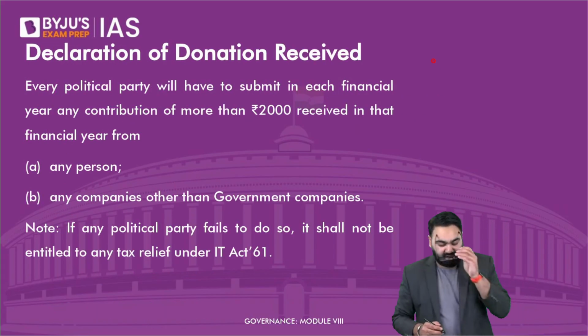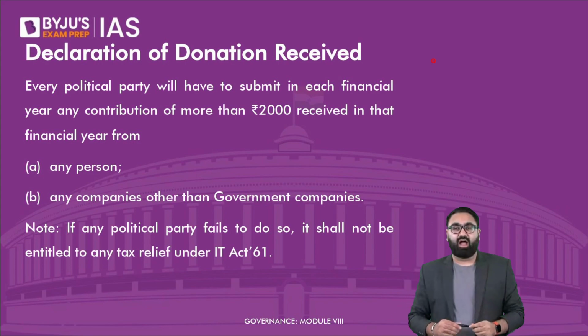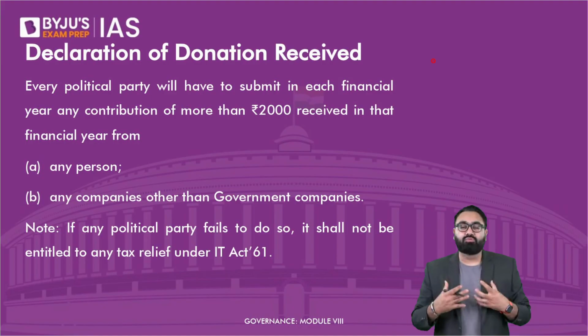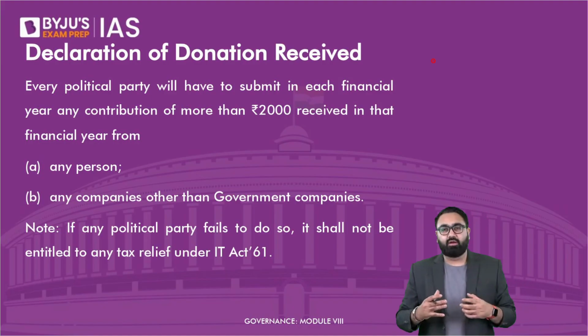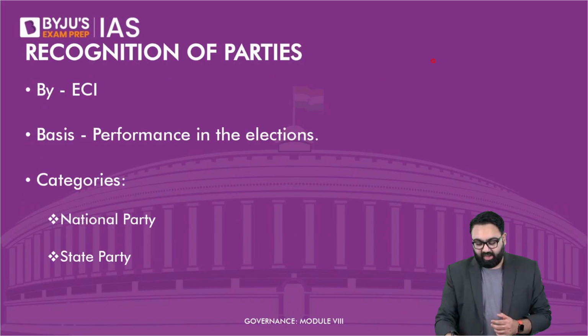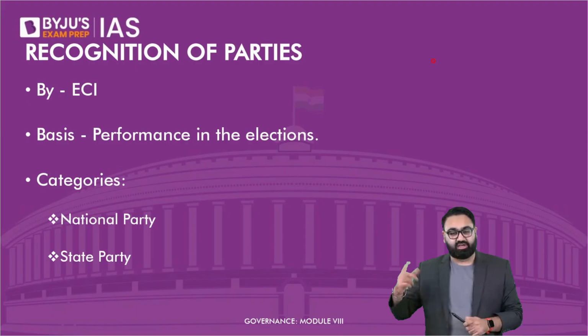Then we also discussed the donation part, the electoral bond scheme that we have, which has been introduced since 2017. The objective was to make it more transparent to get funds into the politics, but it has also been debated quite a lot. Then we discussed the next step after registration, that is recognition of parties.